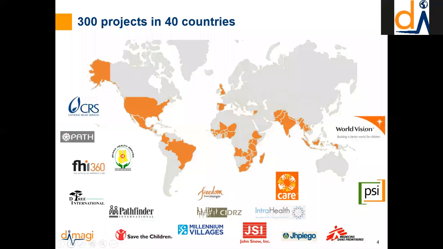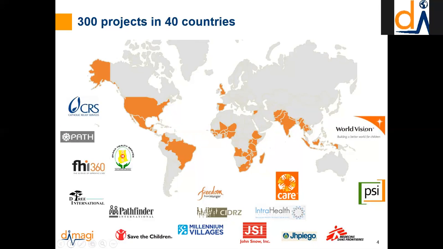CommCare currently has over 300 projects in 40 countries. So you can see some of our key partners here, and we have many more. In fact, I think this map can be updated with a few more countries recently. So we're pretty proud of the fact that we work all over the world. And again, today we're talking about multiple languages and configuring multiple languages.